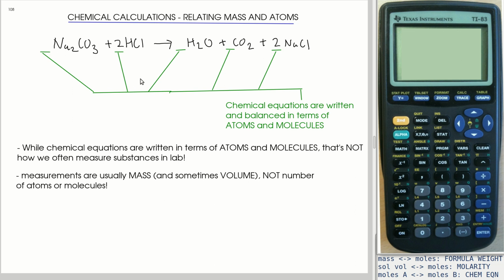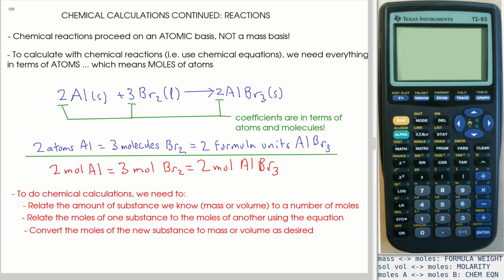Now, we learned a way to deal with some of this when we talked about the mole. And the mole actually allows us to translate from the atomic and molecular bases used in a chemical equation to a mass or a volume basis when we go to the lab to actually measure these things. So, if you look at this chemical equation, one of the examples we've used before, the reaction of aluminum with bromine makes aluminum bromide. This is a balanced equation, so the equation says 2 atoms of aluminum react with 3 bromine molecules to make 2 formula units of the compound aluminum bromide.